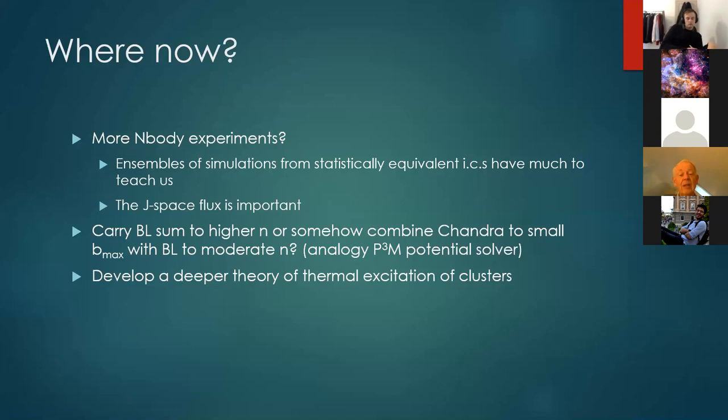Something that we should try hard to do is to carry the Balescu-Lenard sum to higher n somehow, or combine a Balescu-Lenard sum at low n with Chandra-type results computed to a relatively small Bmax. So include the local near encounters, using the Chandra approach when they're valid, and use the Balescu-Lenard equation to deal with the large impact encounters which Chandra can't do properly.